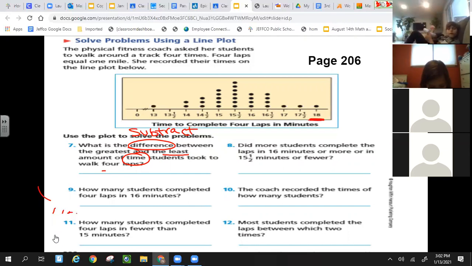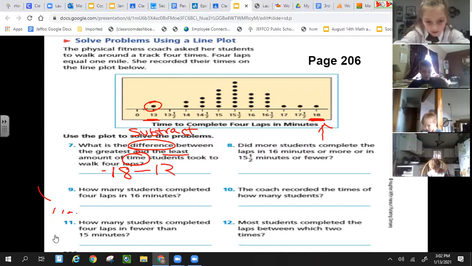What's the greatest? 6.5. She circled it. She underlined it. We're looking here on our line. 18 is our greatest amount of minutes. And it can't be the 0 because nobody got 0. But what did this person run 4 laps in? How many minutes?